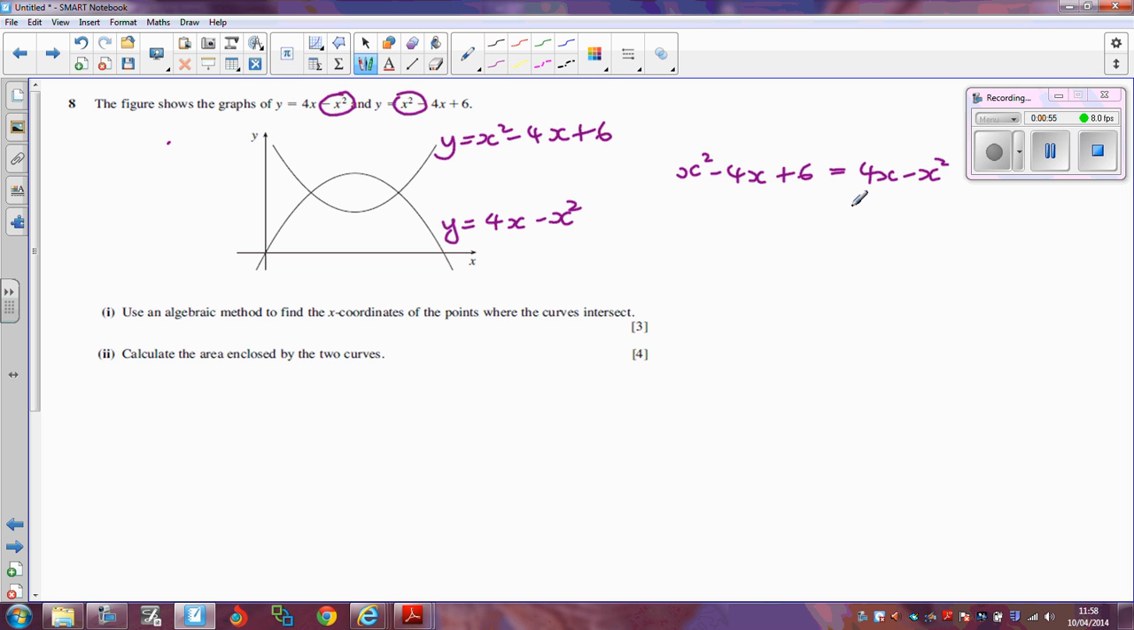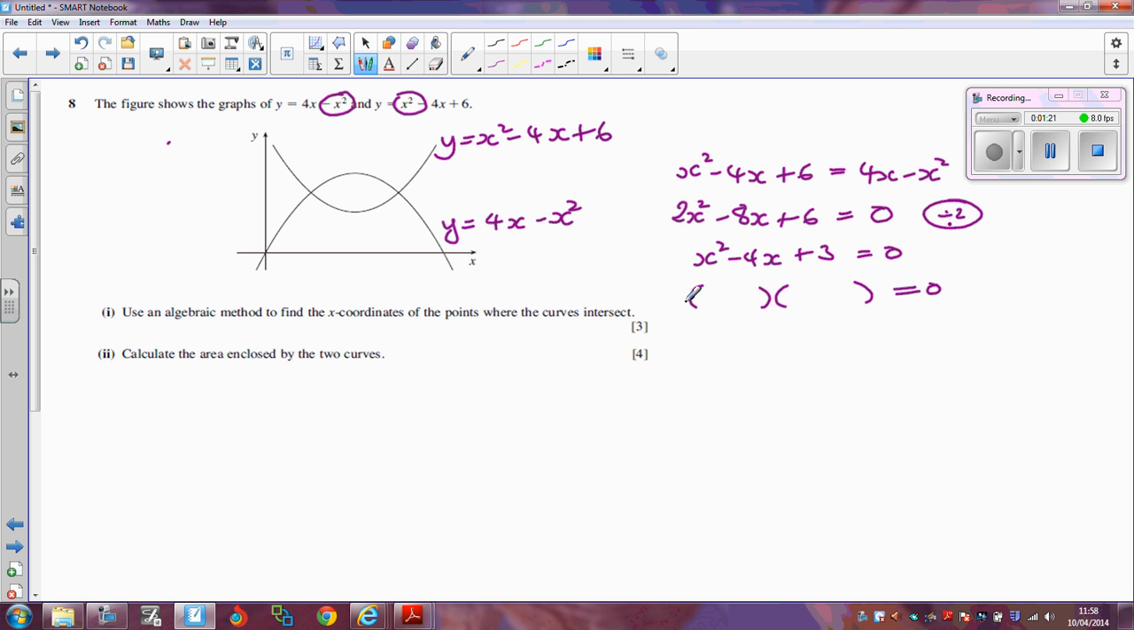Now it's a quadratic equation, so I'm going to make the right hand side 0 by adding x squared to both sides. So this becomes 2x squared, and by subtracting 4x from both sides, this becomes minus 8x plus 6 is equal to 0. In fact, if I divide the whole lot by 2, I've now got x squared minus 4x plus 3 is equal to 0, which is a bit easier to factorize.